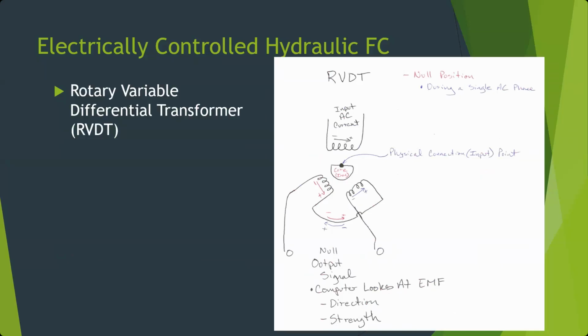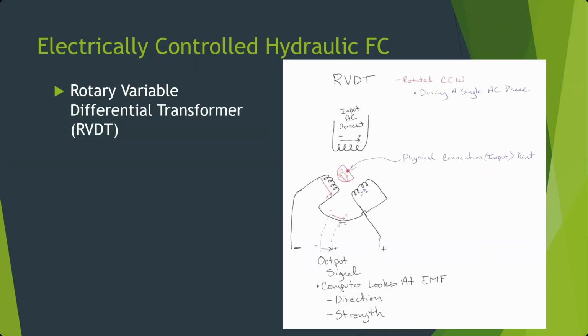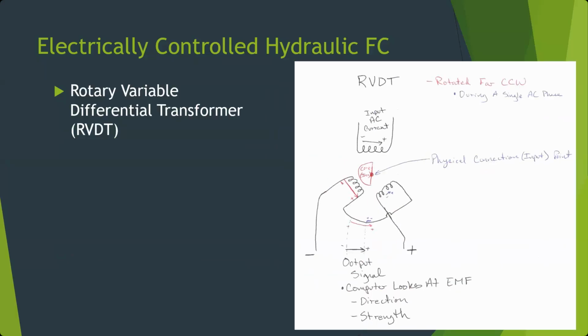But what we can do now is rotate our core. If we rotate the core, you can see there's a stronger coupling into the left coil, a weaker coupling now in the right. And so now we get, in this case, a positive arrow to the right again. If we turn it further, we get a bigger output EMF, a bigger voltage across the outputs.